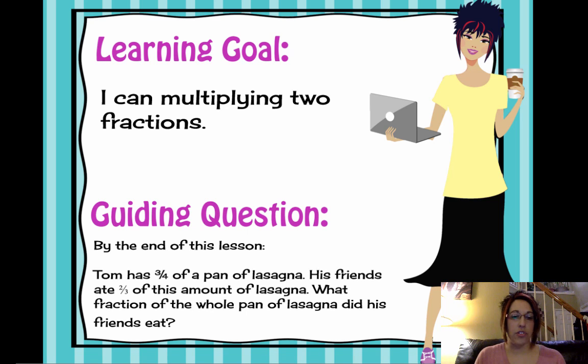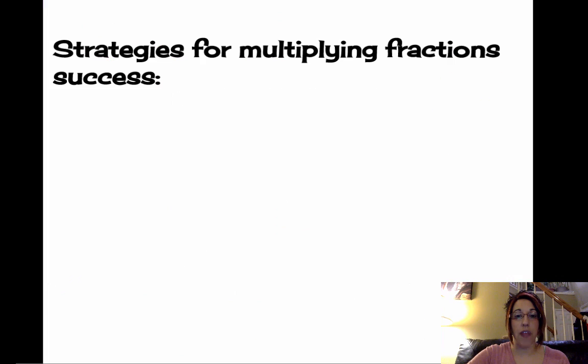So our guiding question, by the end of this lesson, you should be able to answer this question. Tom has 3/4 of a pan of lasagna. His friends ate 2/3 of this amount of lasagna. What fraction of the whole pan of lasagna did his friends eat? So let's learn the skills and look at our strategies for multiplying fractions success.